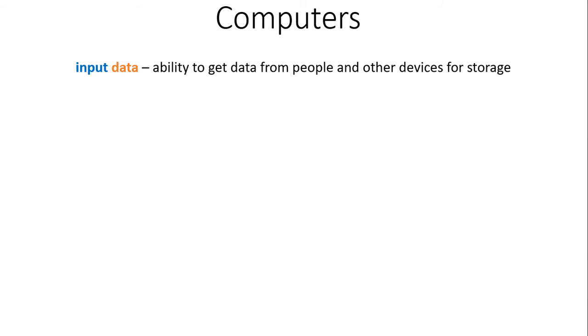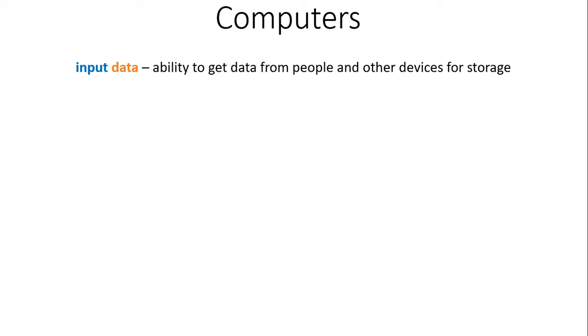Right. Input data is the ability to get data from people or other devices for storage. So inputting data is more like putting data into the computer. For example, when you write a message on WhatsApp, you are putting in text or numbers or characters. Characters are numbers, letters, full stops and so on, all those are called characters. So when you input those you are putting data into the computer. When you put sound into the computer you use a microphone, so you are also putting in data.